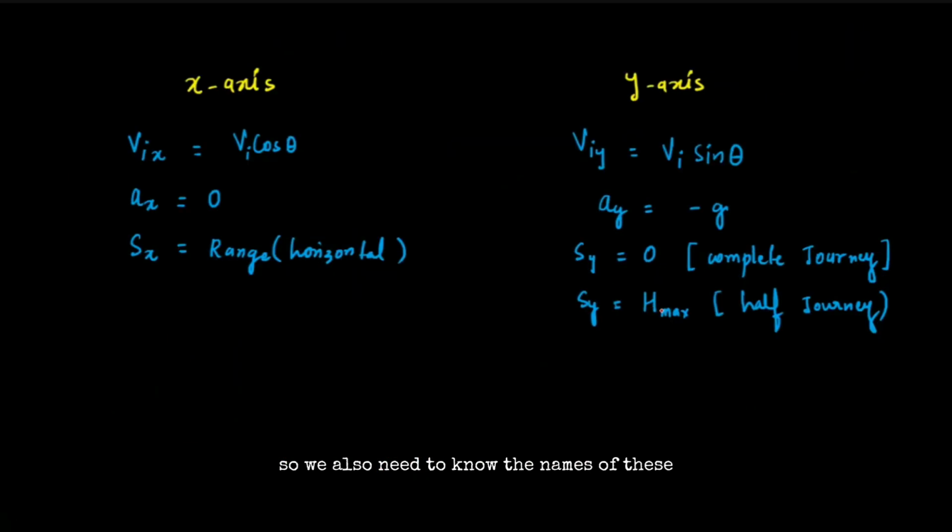So we also need to know the names of these quantities we are actually going to call them. It depends upon the journey, it depends upon which physical quantity we are talking about. Similarly, here we have another thing which we call time. So time is the physical quantity which connects both the equations.